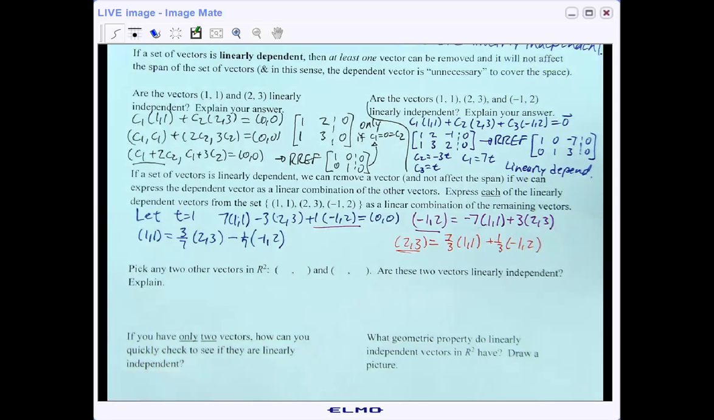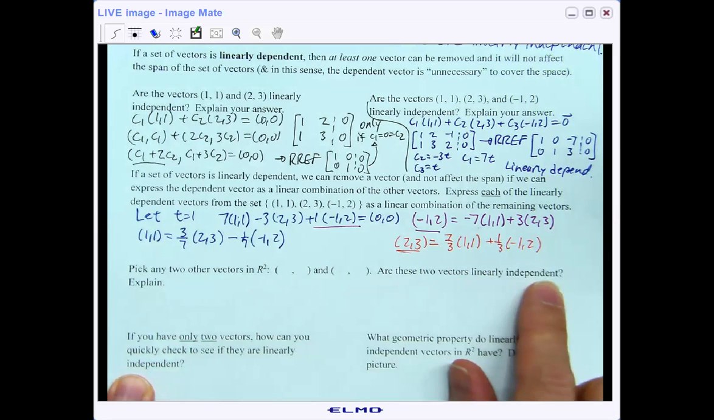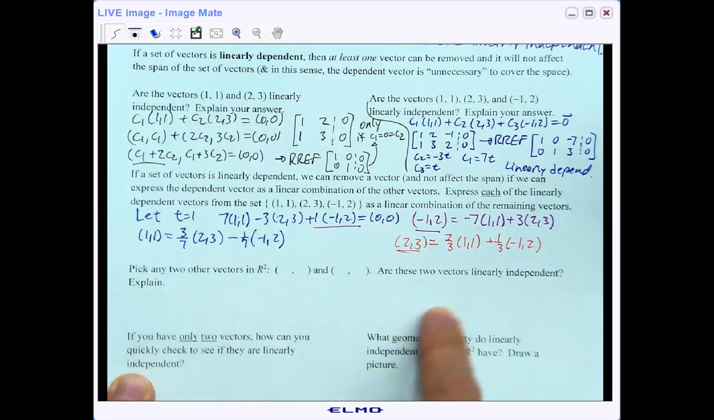So what I'm going to do is have you pick any two other vectors in R2 and then check to see if those two vectors are linearly independent or not, and convince me right here. We'll pause there for this video.